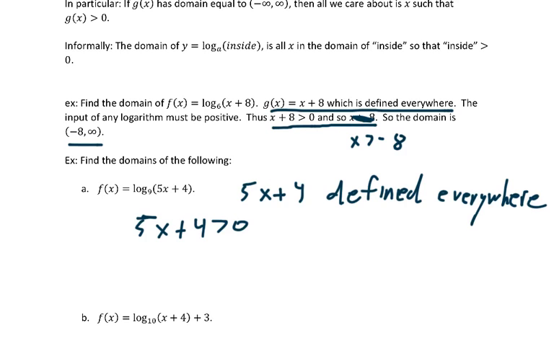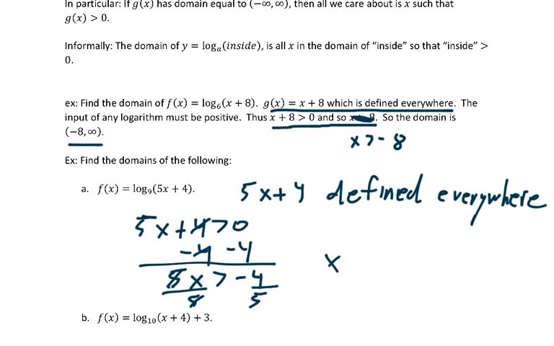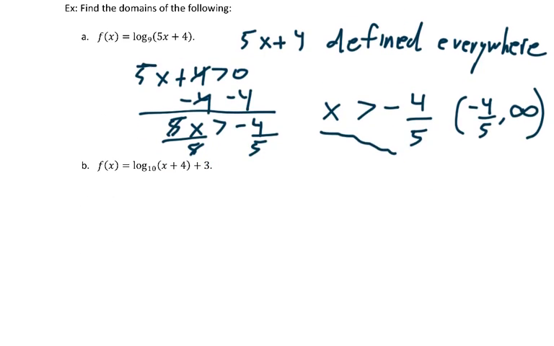So all we care about then is when 5x plus 4 is positive. But again, that's just solving an inequality. So we subtract 4, we get 5x greater than negative 4. Divide both sides by 5. These cancel. We get x is bigger than negative 4 over 5. So the domain for f then is given by this, which is the same as saying negative 4 over 5, comma, infinity.